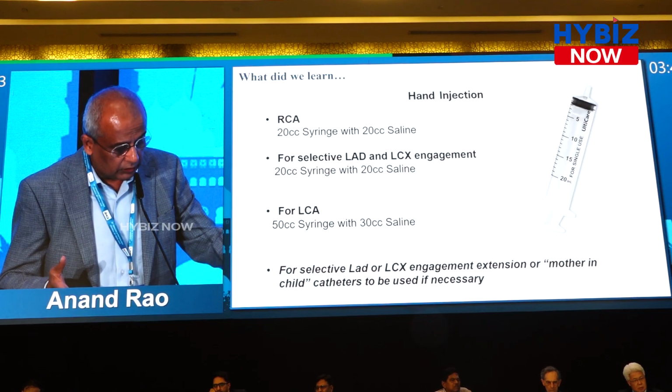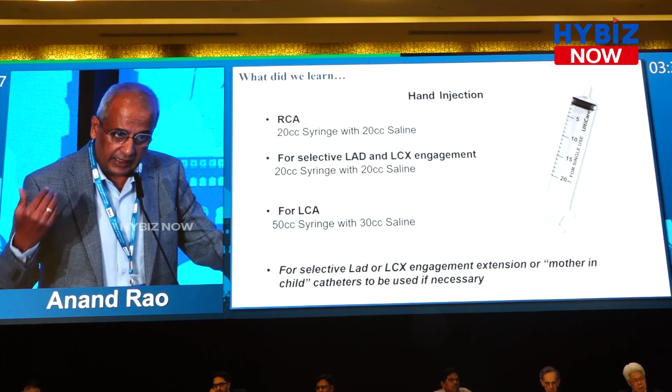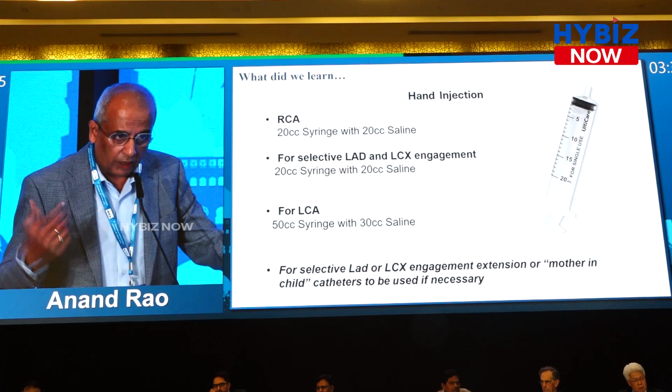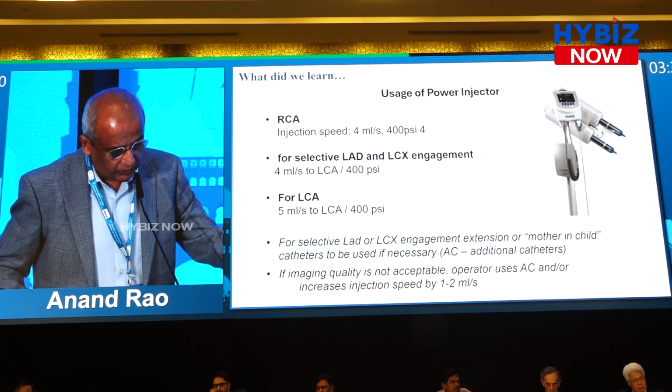But if you want to do it non-selective, then you have to take a 50 cc syringe and 30 cc saline. Don't take the entire syringe, because 50 cc will not be able to generate any pressure, will not be able to inject. So that's what we'll be doing.